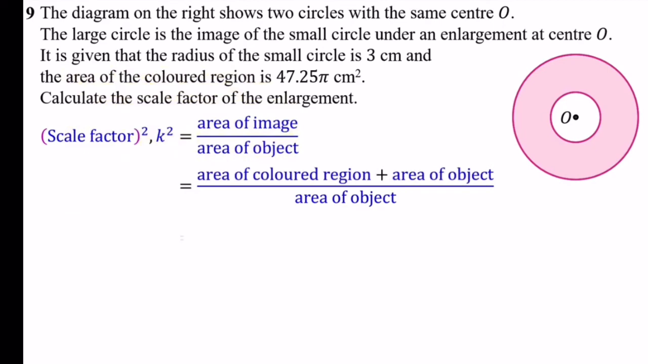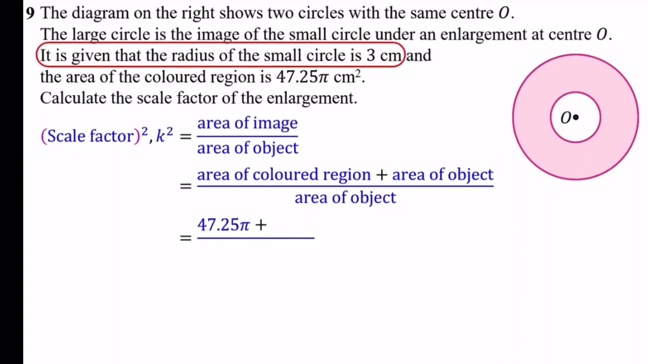In order to find the answer for the scale factor, we need to use the formula k squared equals area of image over area of object. Since the area of the colored region is 47.25 pi, we are asking to find the area of the object. So the object is pi times 3 squared, because the radius was given as 3, and divide by the area of the object, which is 9 pi. So we can cancel out all the pi and we can solve for k, because k squared is 6.25. So the answer will be 2.5, with a positive and negative answer.